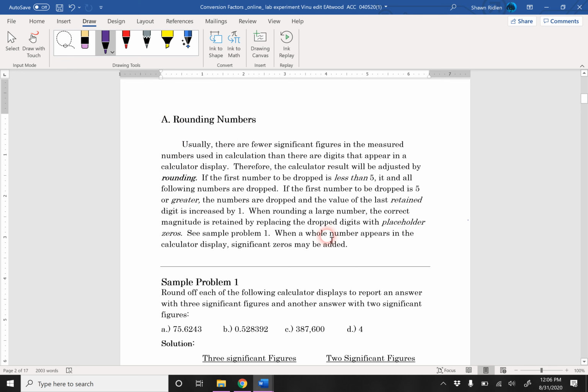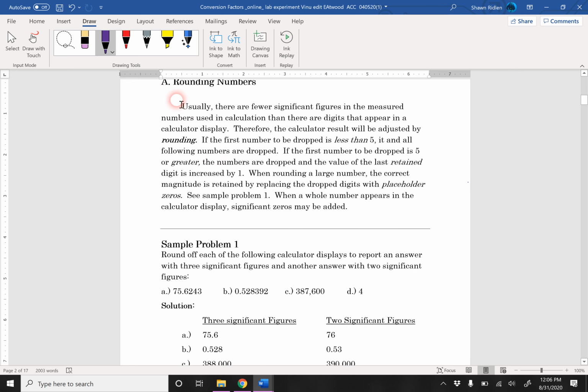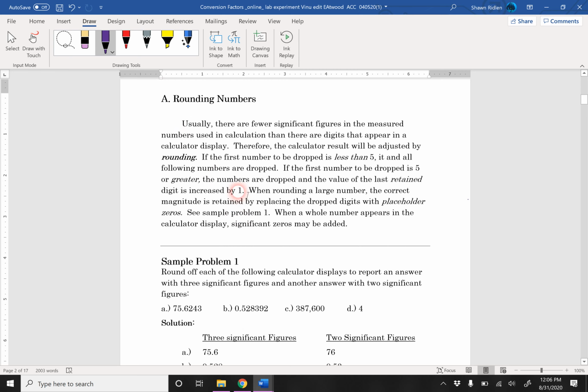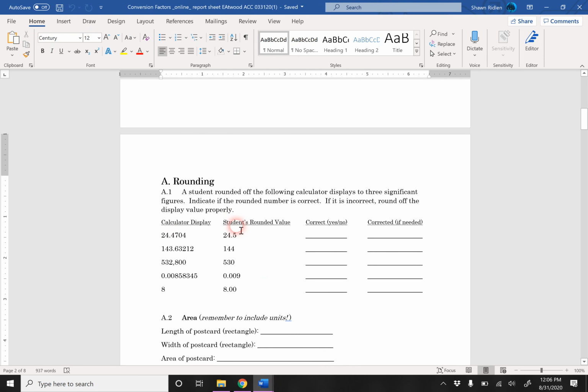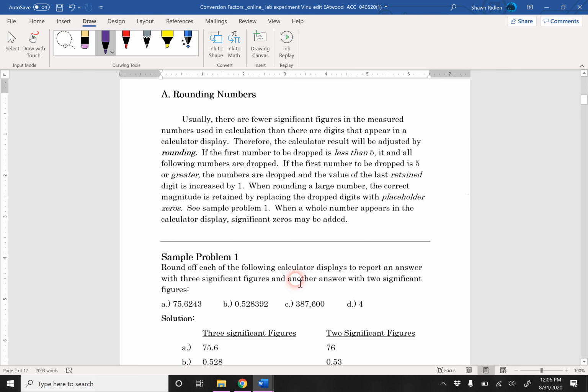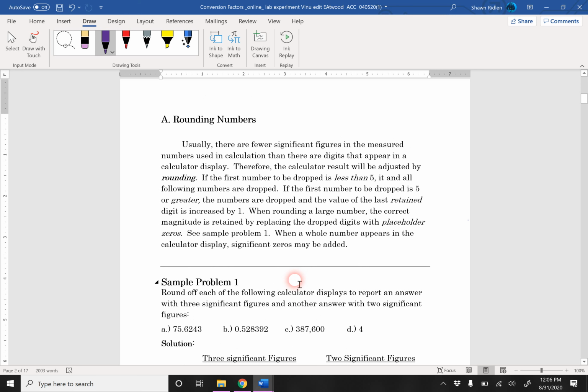So it might be a good idea to kind of treat each section on its own. So kind of read through the rules for rounding, and then look at the samples, and then maybe hop over to this sheet and go through that. That might be a good way to do it. However, whatever your preference is, that's totally fine. Just a suggestion.